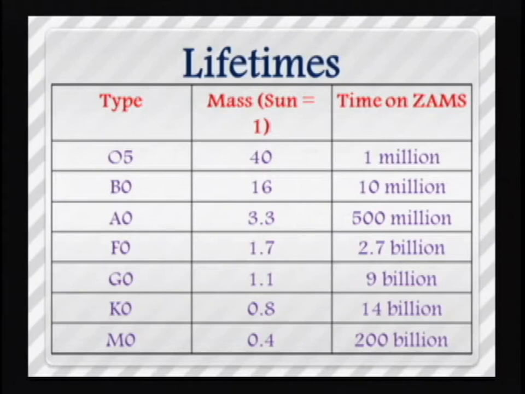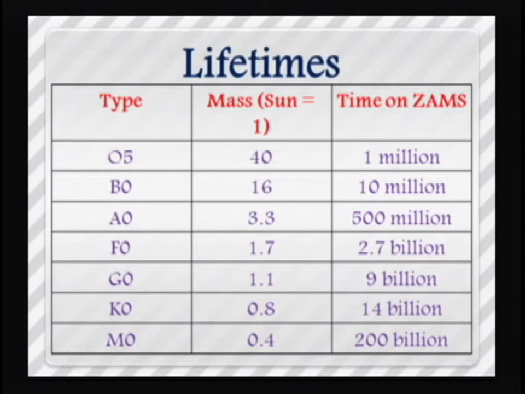So you're down into that red dwarf region, an M0, about 40% the size of our sun, 200 billion years. Well, guys, like I said, we've only been around not quite 14 billion years. And these lifetimes on the main sequence line for these red dwarfs are on the order of 200 billion. So we haven't even approached being around long enough to see one of those red dwarfs cool off and fade away.